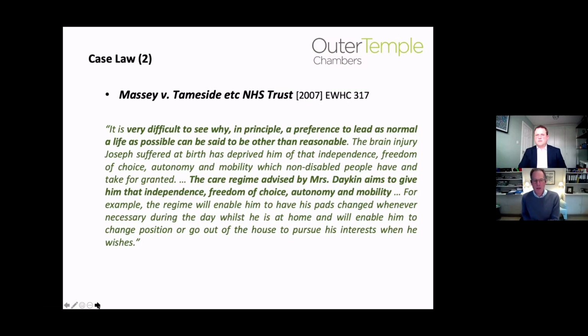As you can see from the extract, what Mr. Justice Tier said is it's very difficult to see why, in principle, a preference to lead as normal a life as possible could be said to be other than reasonable. The brain injury that Joseph suffered at birth has deprived him of that independence, freedom of choice, autonomy, and mobility which non-disabled people have and take for granted. And the care regime advised by Mrs. Dakin, who is the claimant's care expert, aims to give him that independence, freedom of choice, autonomy, and mobility. And making clear with that example how he will benefit.